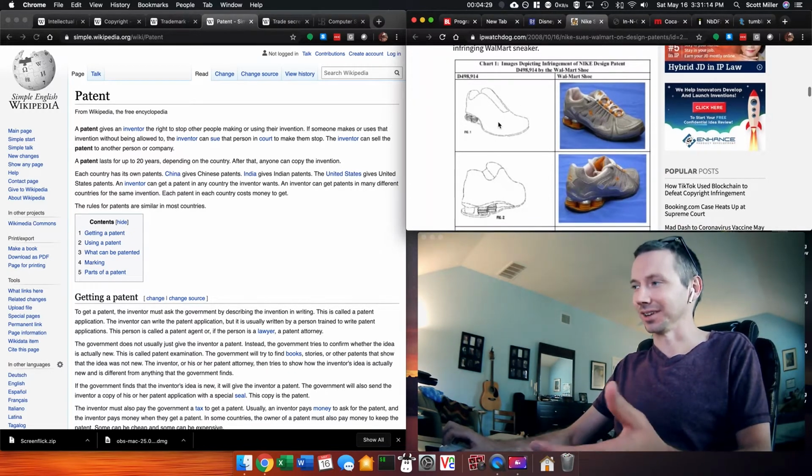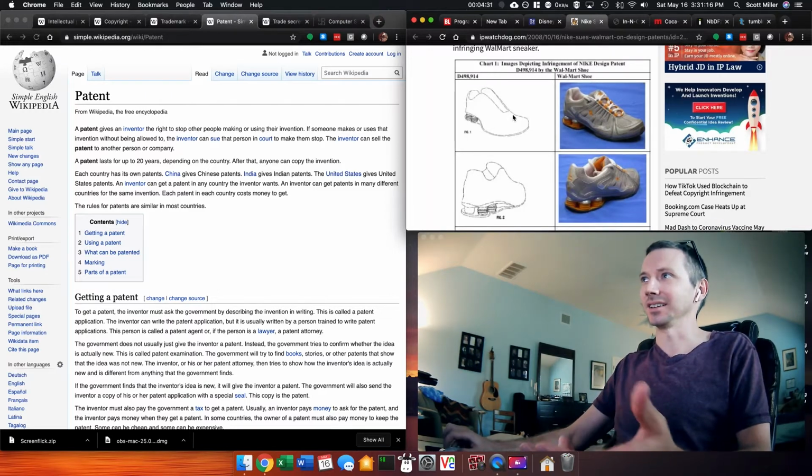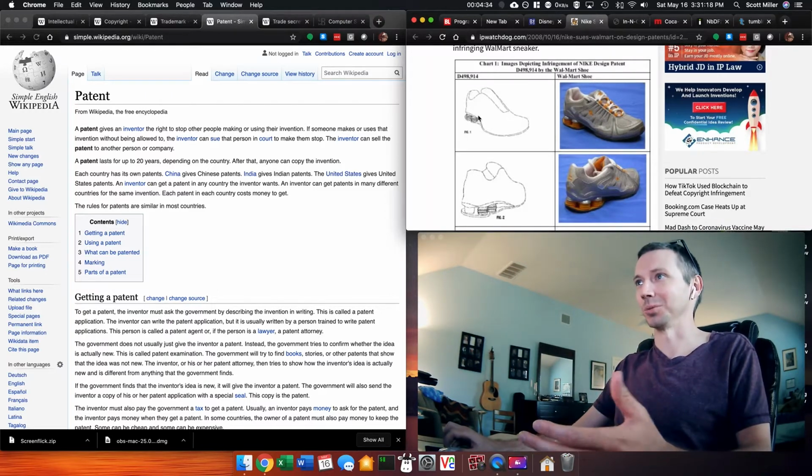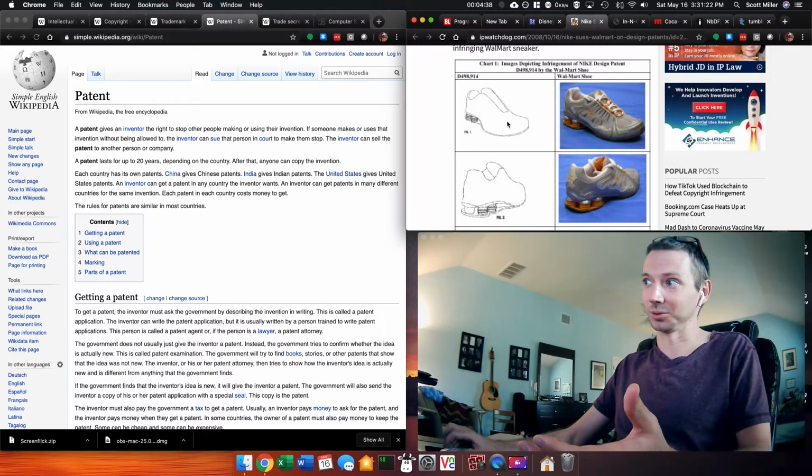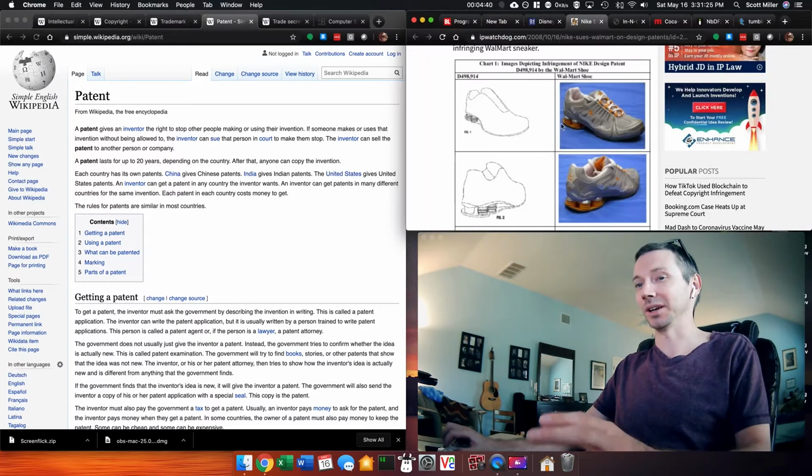So this, like the other ones, went to court. And then Nike and Walmart had to battle out whether it was appropriate for Walmart to have a shoe very similar to Nike's. So that is the discussion of a patent.